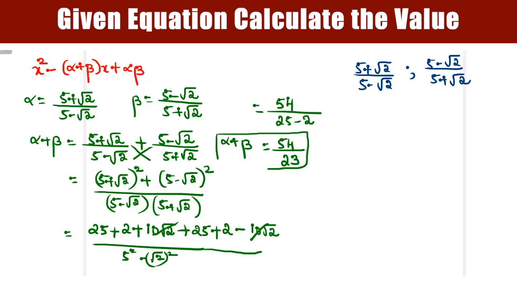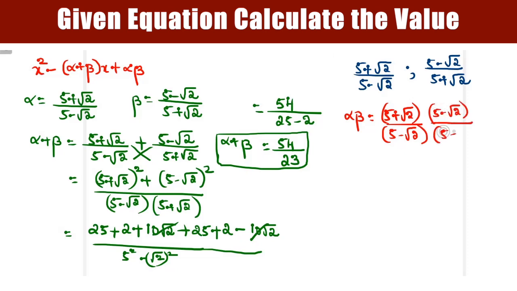Now let us go on to calculate alpha beta value. So it is going to be the product. So it is 5 plus root 2 divided by 5 minus root 2, into 5 minus root 2 divided by 5 plus root 2. I can strike this term and this term, this term and this term, and what remains is 1. Please don't write it as 0, because this is cancellation in multiplication. So alpha beta is just 1.